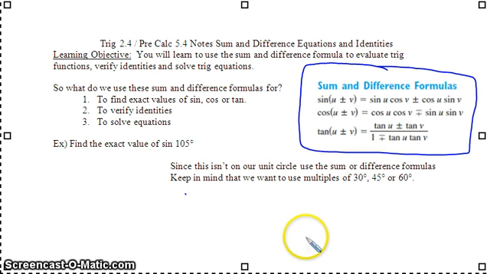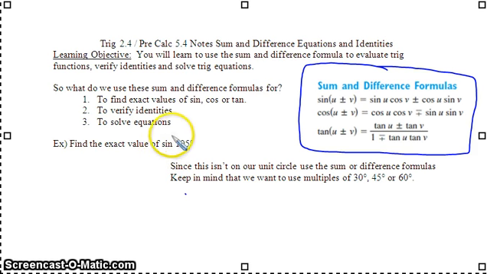What the sum and difference formulas will do is allow us to find the exact values of sines, cosines, and tangents that are not on our unit circle. So in the past, if I said find the exact value of the sine of 105 degrees, you'd go to your unit circle, and it was always an angle that was on the unit circle. Well, 105 is not on the unit circle. So we're going to come up with two angles that either add or subtract to be 105 that are on the unit circle.